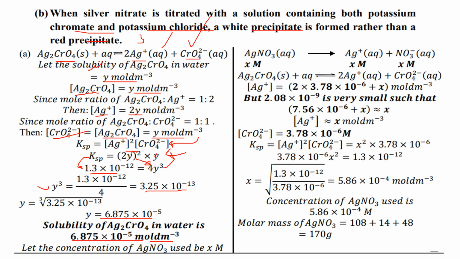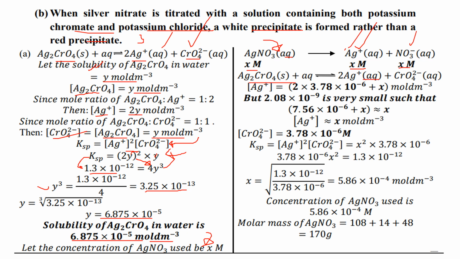Now here, we are going to let the concentration of the silver nitrate that was used to be X molar. Remember that silver nitrate is a strong electrolyte and is aqueous, so it fully ionizes in solution to give us silver ions and nitrate ions. So here, since this one is X molar, we use mole ratios. Since mole ratio is 1 to 1, also this one is going to be X molar, also this one is going to be X molar. So we write the equation for the solubility of silver chromate in solution.